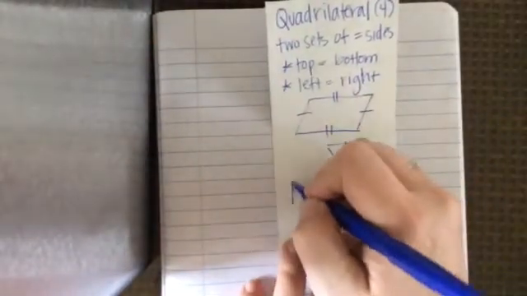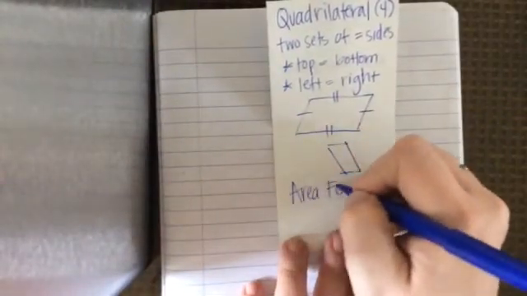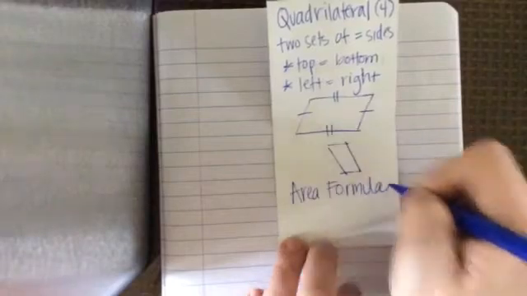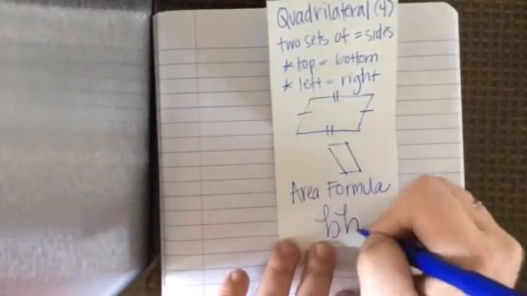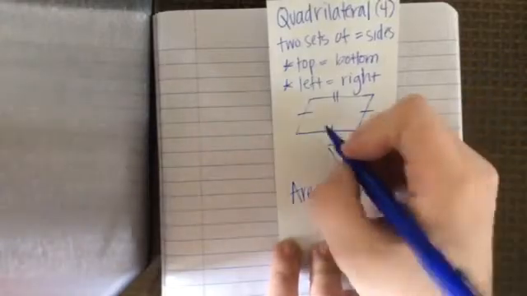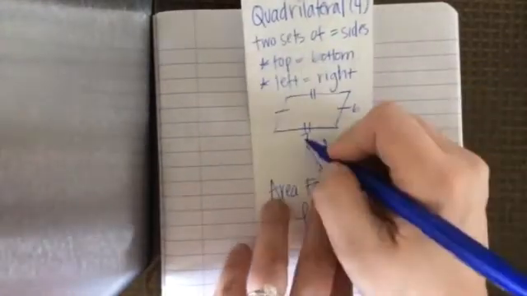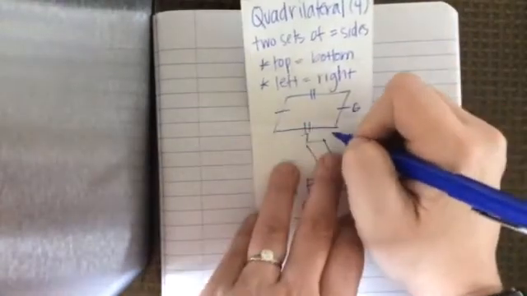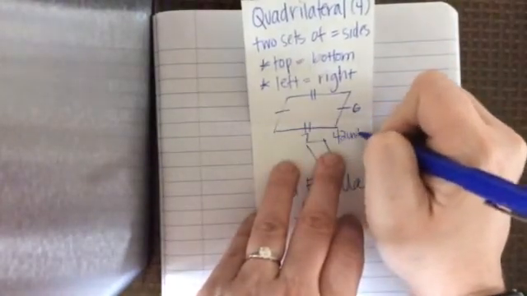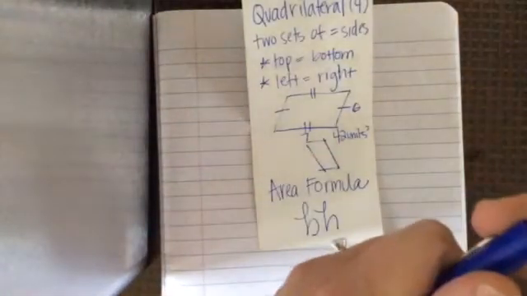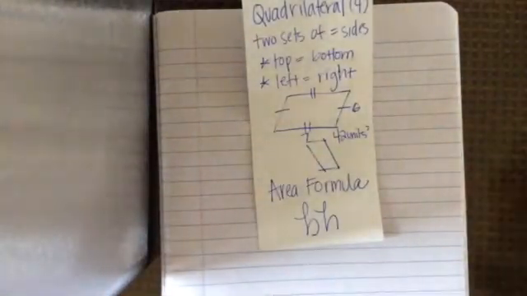The area formula is the same. It's the base times the height. So if this was 7 and this was 6, the area would be 7 times 6, so it would be 42 units squared. Base times height. If you remember that, you can find the area of everything. Base times height.